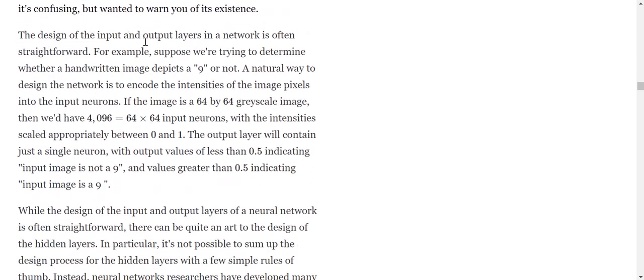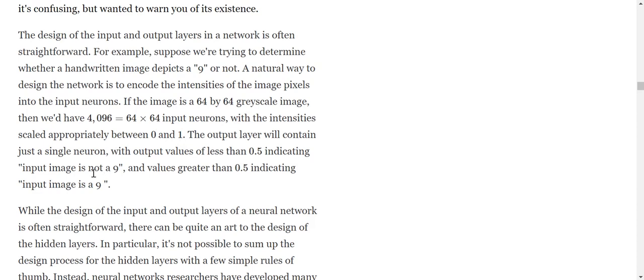The design of the input and output in a network is often straightforward. For instance, if we're trying to determine whether a number is a 9 or a naught, a natural way is to design the network to encode the intensity of the image pixels into the inputs. So if you have a 64 by 64 image, then you have 4096 neurons. Each particular pixel corresponds to a particular neuron, and their intensity is scaled between 0 and 1.